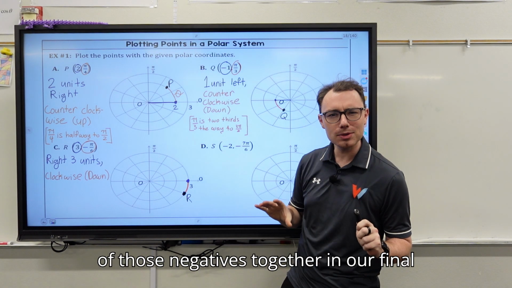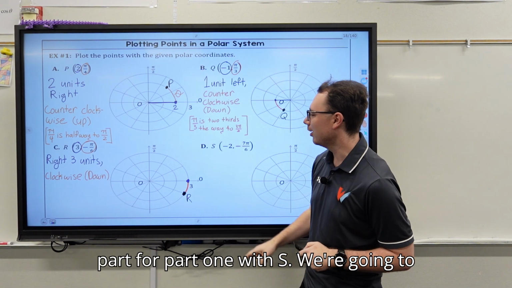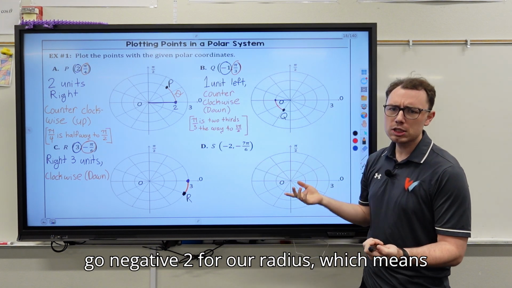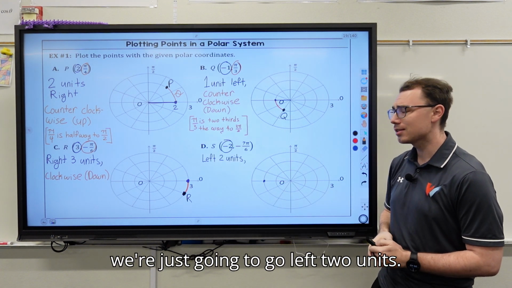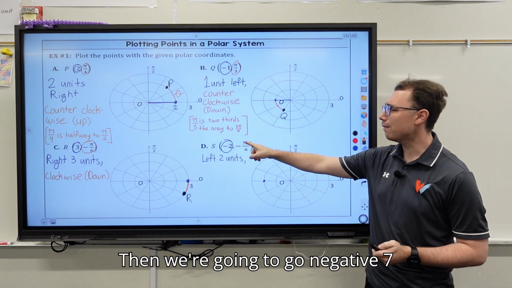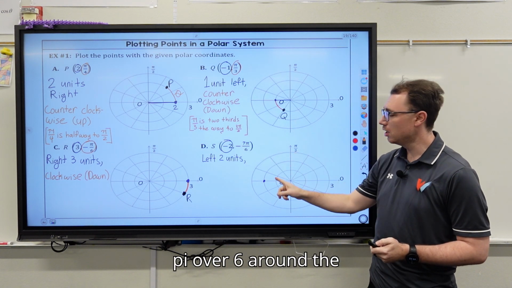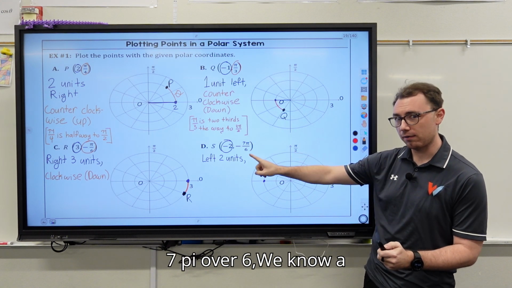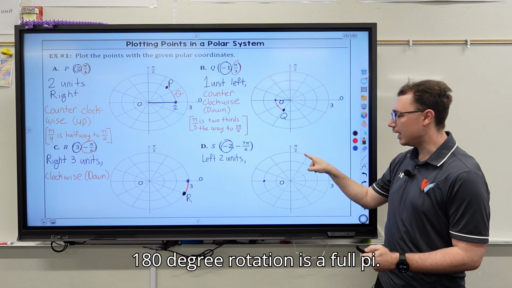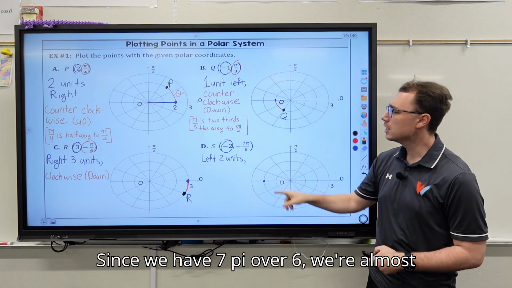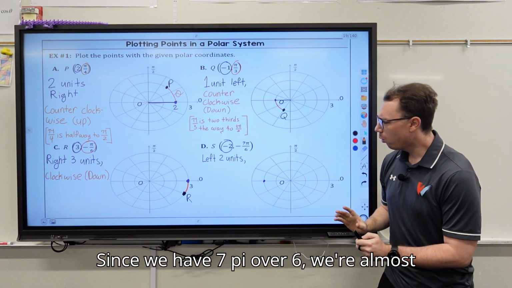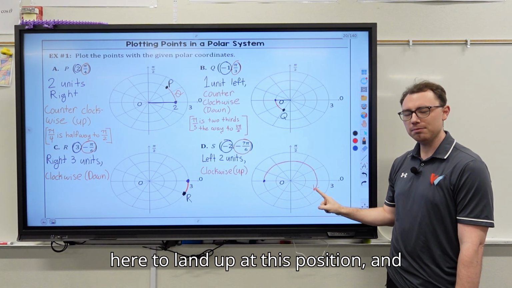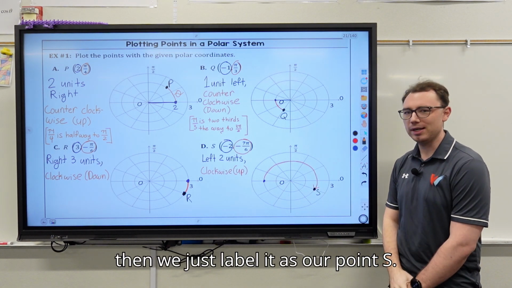Let's put both of those negatives together in our final part for part 1 with S. We're going to go -2 for our radius, which means we're just going to go left 2 units. Then we're going to go -7 pi over 6 around the circle here. So we want to go clockwise 7 pi over 6. We know a 180-degree rotation is a full pi. Since we have 7 pi over 6, we're almost going 7 slices around this pi here to land at this position. And then we just label it as our point S.